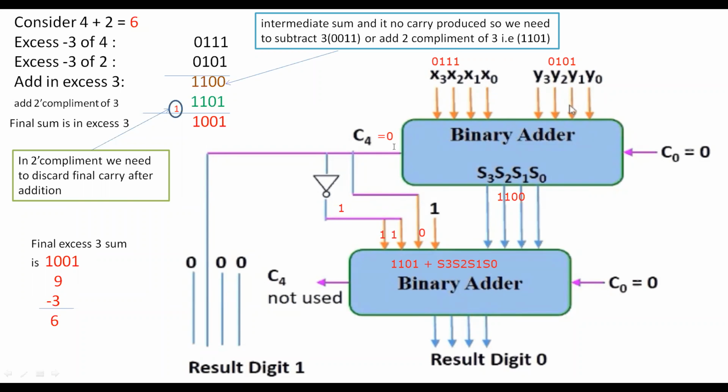Now check the same C4, which is 0. Digit number 2 is also connected. Digit number 1 is also 0. Finally, we got digit 1 as 0, 0, 0, and digit 0 as the sum that is generated here, 1, 0, 0, 1. The sum is generated like this. This is in excess 3. That is the excess 3 adder circuit using binary adder circuit.